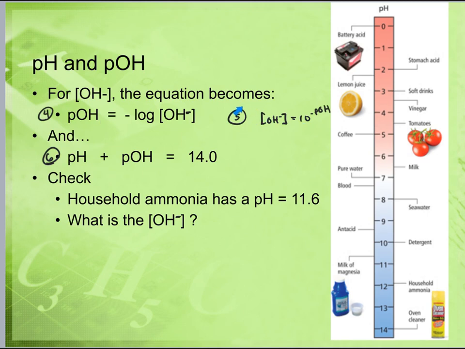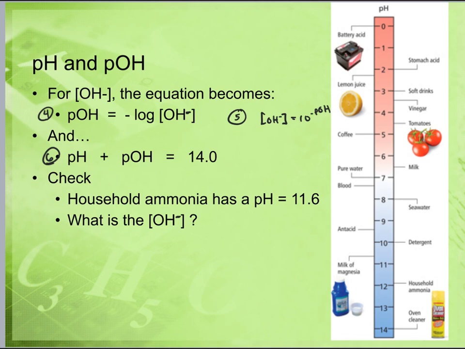And then similarly to the last slide about the hydrogen ion concentration, you can also find the hydroxide concentration by taking 10 to the negative pOH. Okay, so that's important equation number 5. And the last one here, important equation number 6, pH plus pOH equals 14. Okay, so those are the 6 equations you definitely want in your notes.